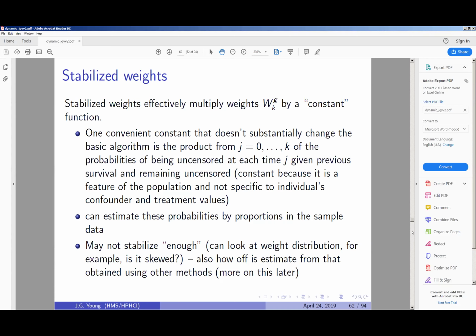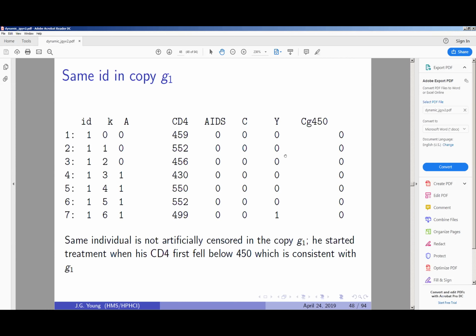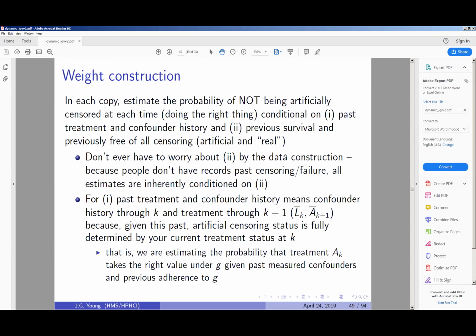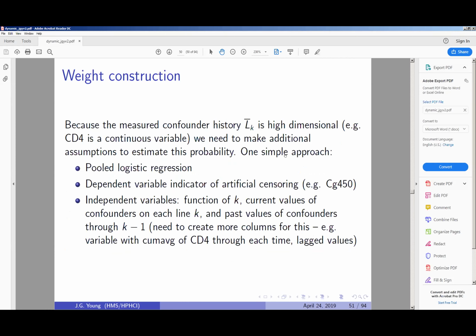But I wouldn't have been biased if, for anyone who's following more than one strategy, I just randomly selected one of their strategies to include towards the estimate of risk under G1 or the hazard under G1 versus G2. That would not be a problem. It just would be less precise. So that's what I'm doing here. I'm just grabbing the strategy that they were following through each time.